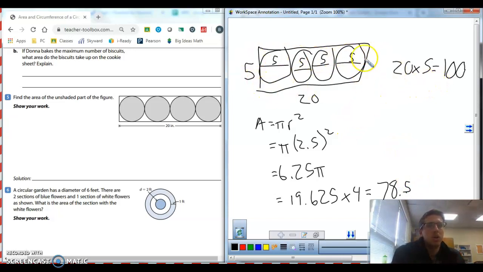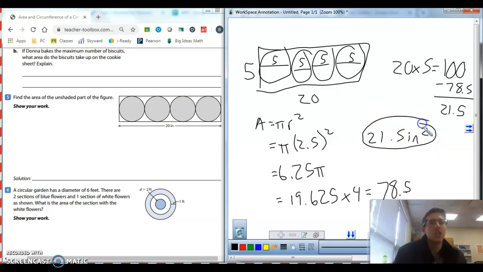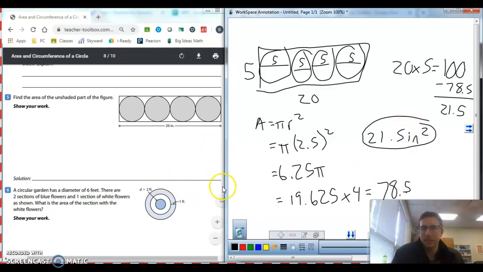100 is the whole entire area. Well, you got to take away those shaded parts, those circles. And in that case, you would get, let's see, 21.5, I believe. 21.5 inches squared. That's the area of the unshaded portion of that figure. Okay?